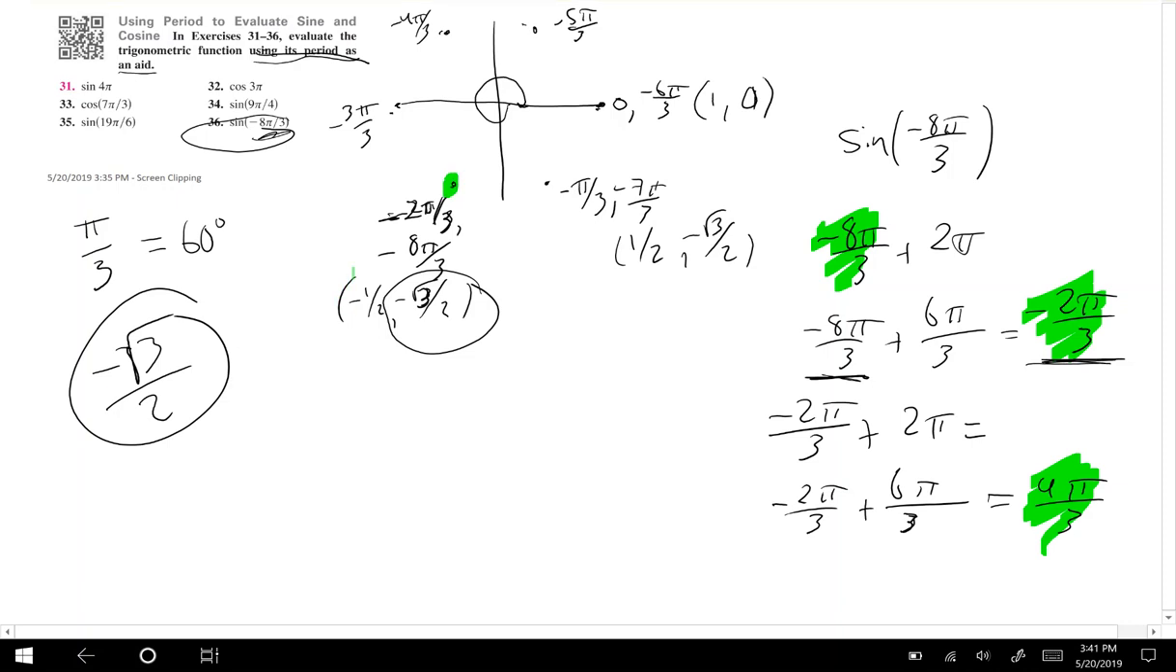And because they're in the same location, they're going to have the same coordinate pair. And because they have the same coordinate pair, they will have the same sine value. So that's what it's referring to as period. All of these angles have the same sine value because it just keeps repeating, because you just keep going around the circle.